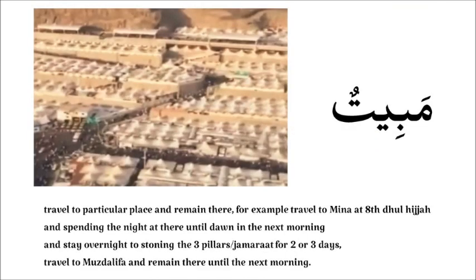Mabit. Mabit is travel to particular place and remain there. For example, travel to Mina at 8th Dhul Hijjah and spending the night there until dawn in the next morning. Stay overnight to stoning the 3 pillars for 2 or 3 days. Travel to Muzdalifah and remain there until the next morning.